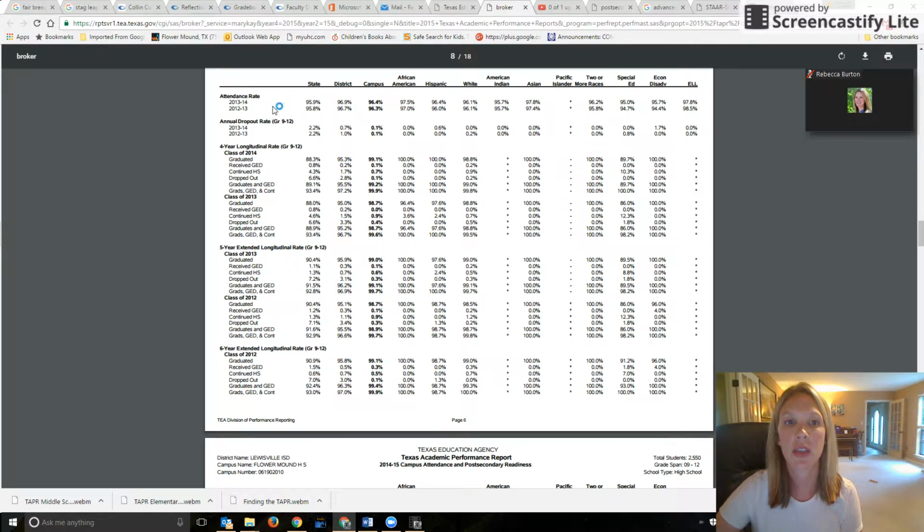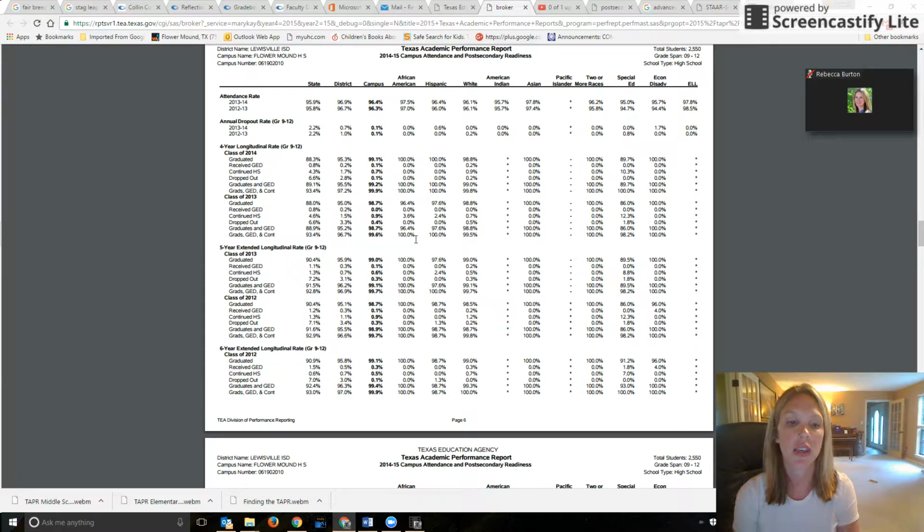Again, you're going to have the attendance and the annual dropout rate. But what you're also going to have reported out is a 4-year, 5-year, and 6-year longitudinal rate. So we're tracking these students not just at a 4-year time period, when they enter freshman year and go all the way through to senior, but what do we look at in 5 years and in 6 years? So are we able to catch some of these students who are maybe retained from year to year?